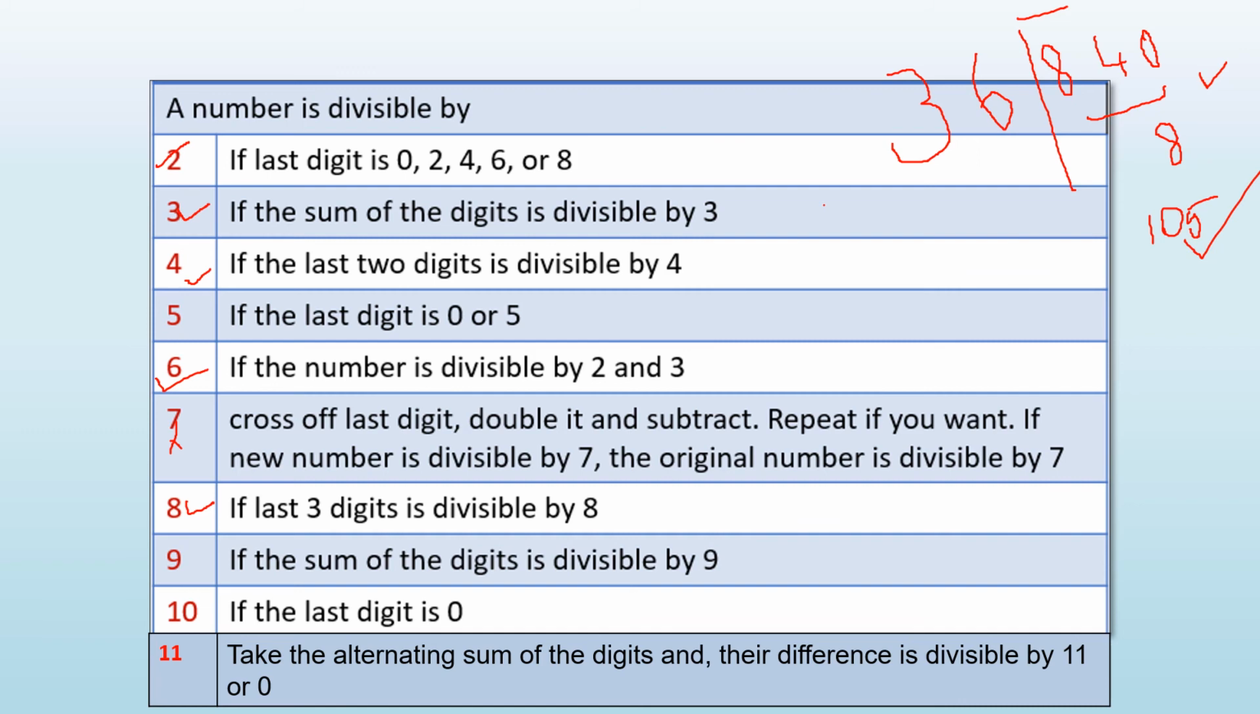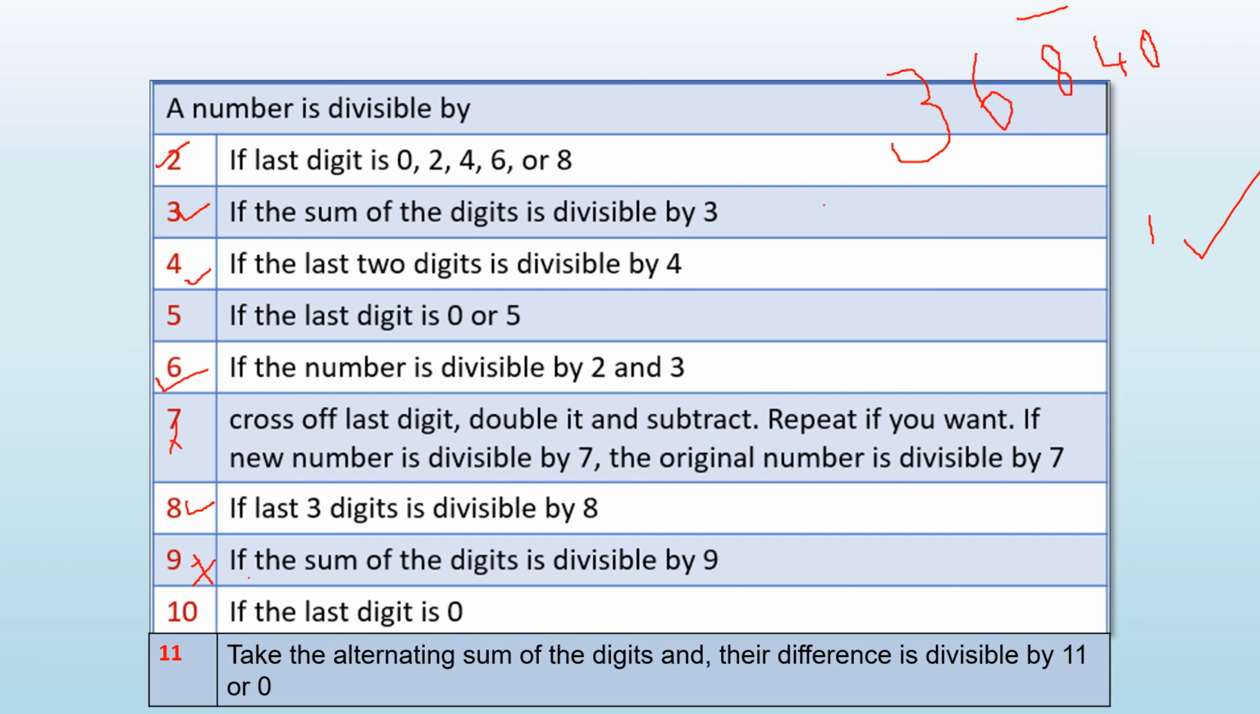Next, we will move on to 9. Here, you just sum the digits. 3 plus 6 plus 8 plus 4 plus 0 is equal to 21. So, 21 is not divisible by 9. 21 is not a multiple of 9. So, this rule is not satisfied. So, 36,840 is not divisible by 9. Next, we will move on to 10. For 10, if the last digit is 0, then this number is divisible by 10. The last digit here is 0. So, this number is divisible. 36,840 is divisible by 10.